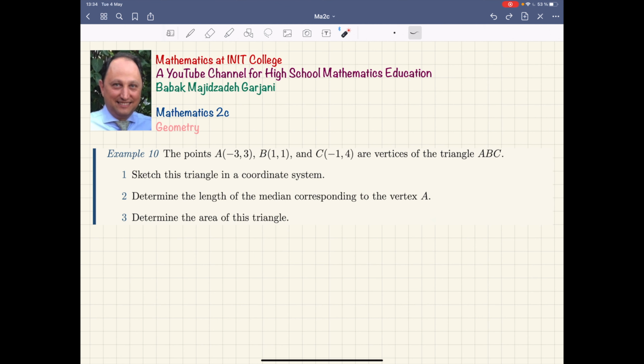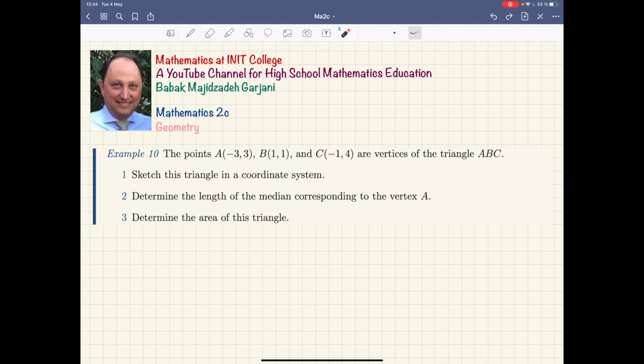Okay, let us think about this problem. No problems. This is also something that we can do. So the points A, B, and C are vertices of the triangle ABC. Sketch this triangle in the coordinate system. Yeah, that is just something very simple. Determine the length of the median.